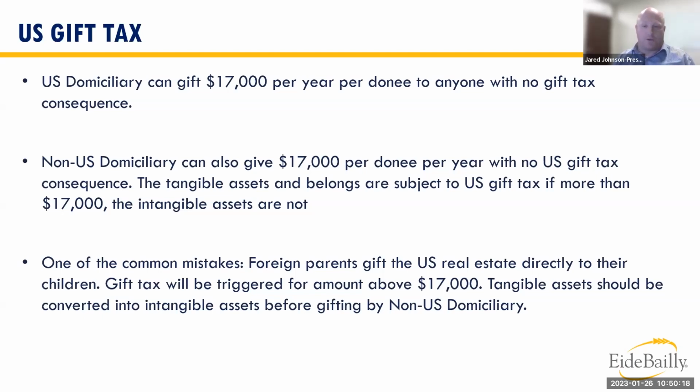A non-U.S. domiciliary can also do this. This $17,000 applies. There's some issues with tangible assets, which I'll get into, but I want to clarify this a little bit too. This applies to the individual. So if you're a non-U.S. domiciliary and you're gifting non-U.S. situs assets, then you can gift whatever you want and not have it be subject to the gift tax. The issue is when you gift U.S. situs assets.